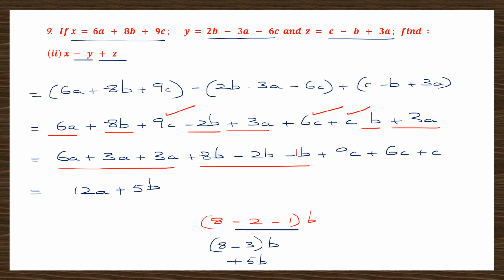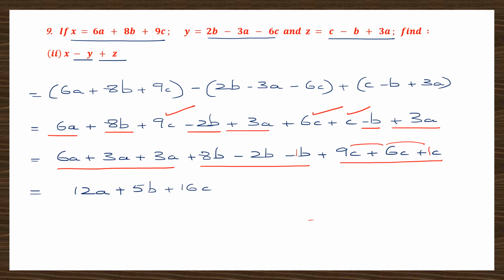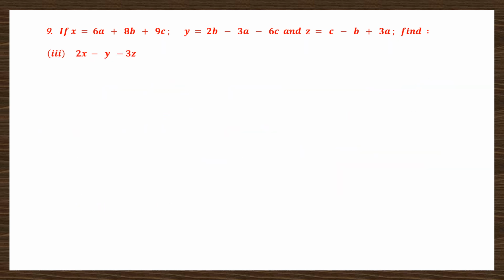So now let's take the c's. 9 plus 6 plus 1. If you take only the numbers, 9 plus 6 is 15. 15 plus 1 is 16. So that is plus 16c. So we have a final answer: 12a plus 5b plus 16c.